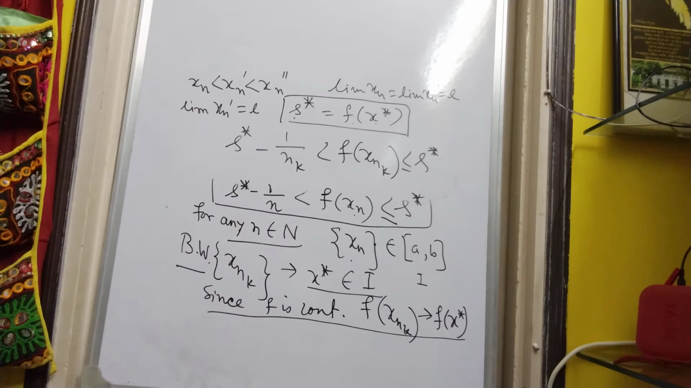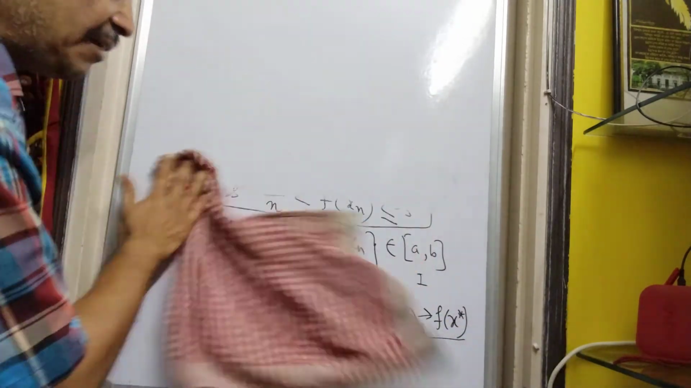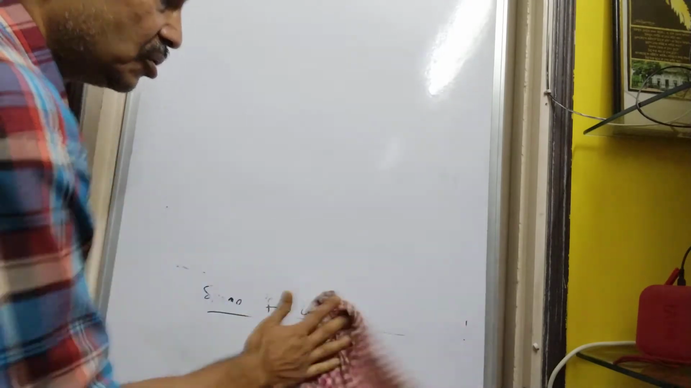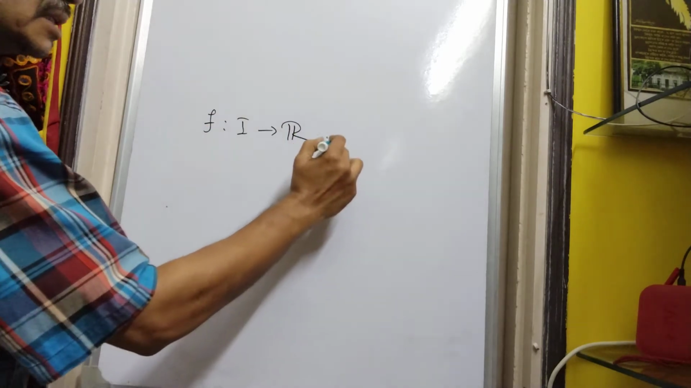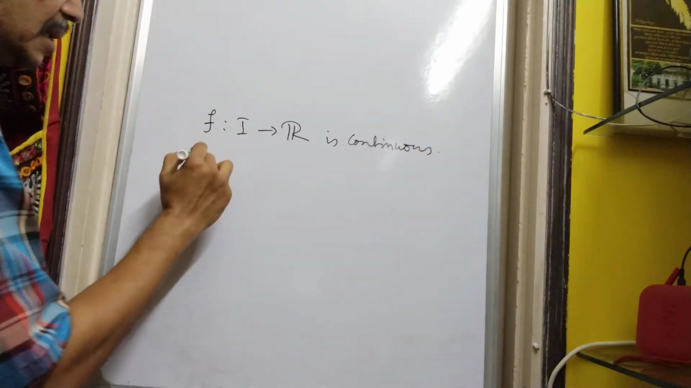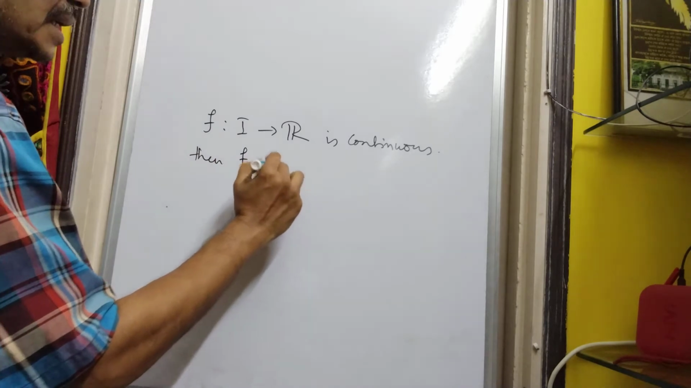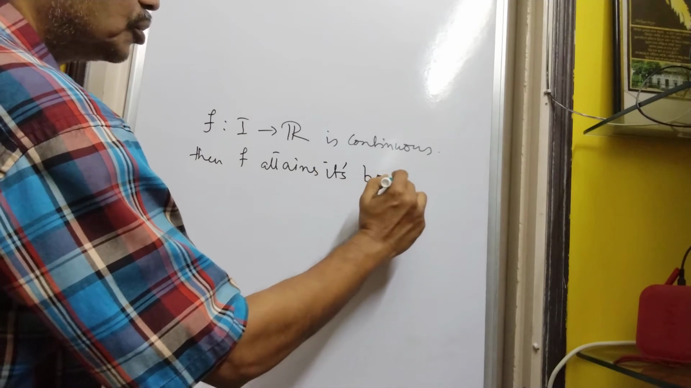So this is a very, very crucial theorem which states that if f is a continuous function from any closed and bounded interval, f maps I to R is continuous, then f attains its bounds.